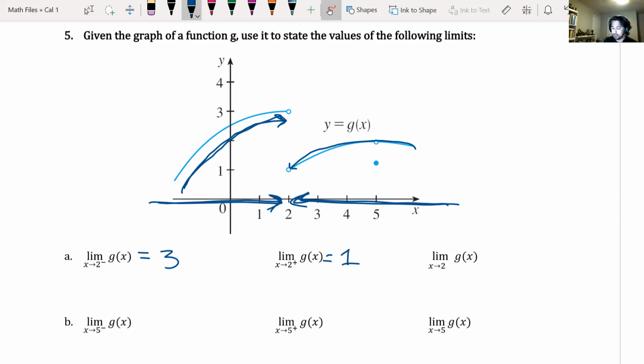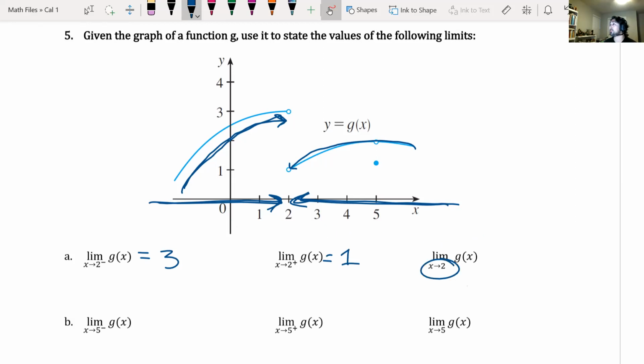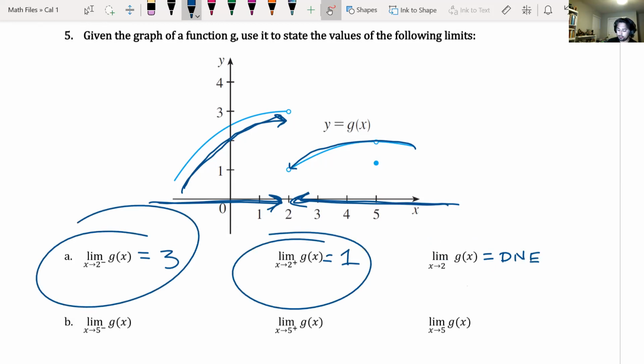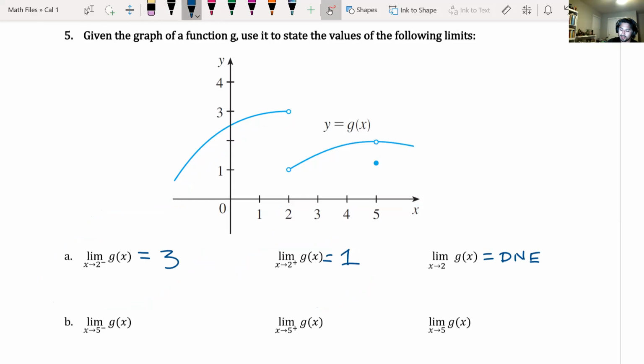Well, the last question builds off of these two answers. The last question says, what is the limit as x approaches 2 from both sides? And what's our answer? Does not exist. Why? Because these limits are not equal, right? For this problem, the left-hand limit was 3. The right-hand limit was 1. Does 3 equal 1? No. Yay, you guys are great.